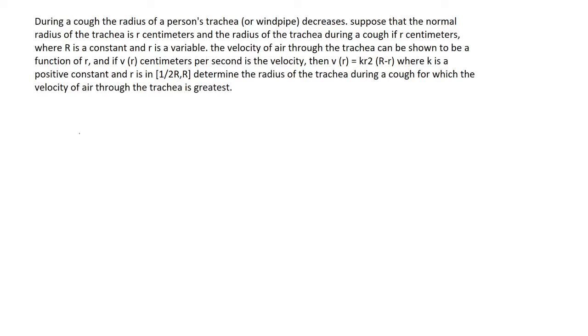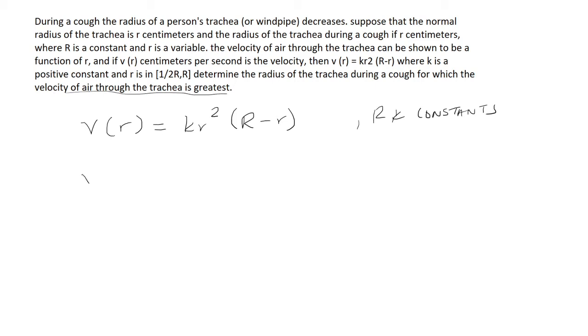So we're given that the velocity of air through the trachea depends on lowercase r, and that is k r squared times (big R minus lower r). So big R and k are constants. Because I want to find the greatest velocity through the trachea, I want to maximize the velocity, so I'm going to take the derivative with respect to lowercase r.